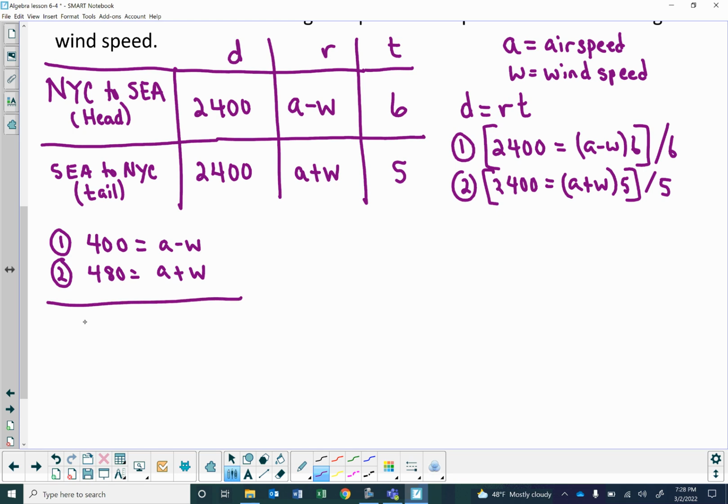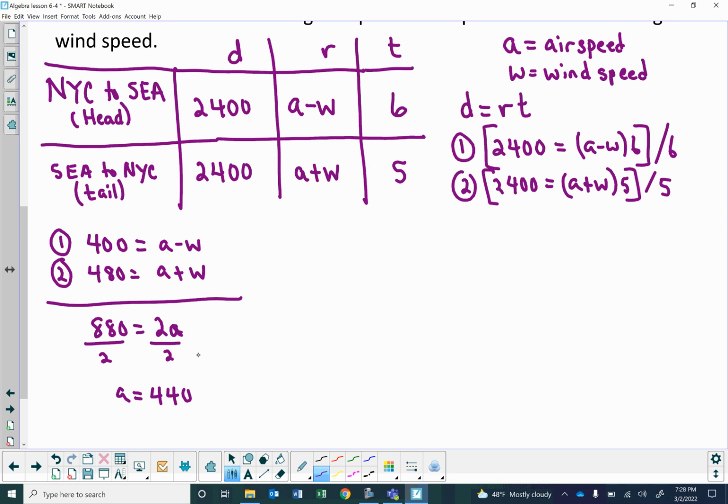So 400 plus 480 is 880. A plus A is 2A. And the W's cancel out. So if I divide by 2, A equals 440. So my average airspeed is 440.